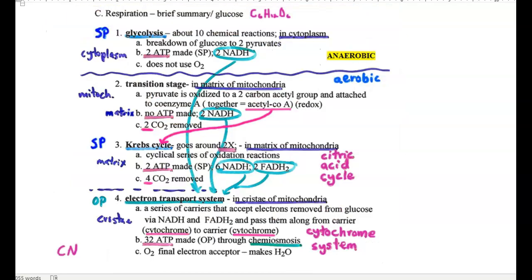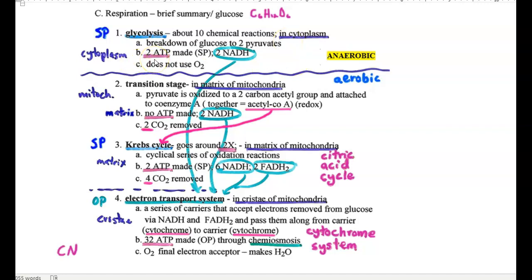So here's a summary. Respiration, brief summary for 1 glucose, C6H12O6. Glycolysis makes ATP through substrate phosphorylation. It is in the cytoplasm. It is anaerobic. It's a breakdown of glucose into 2 pyruvates.